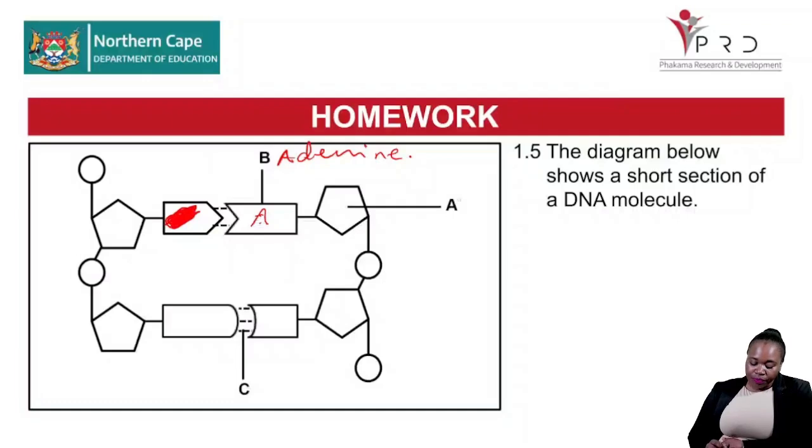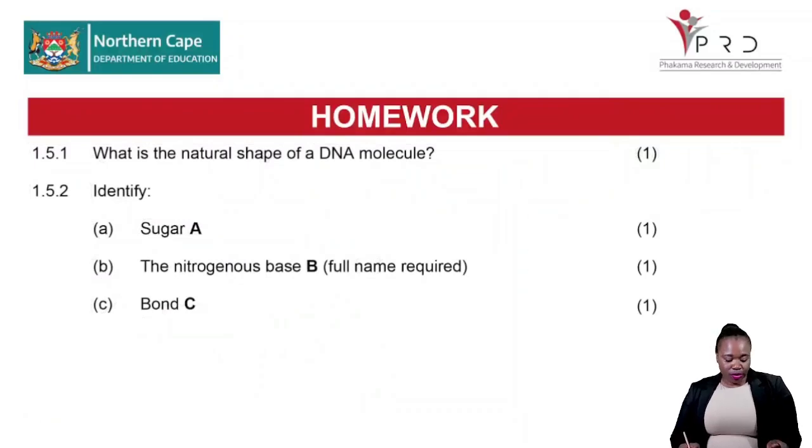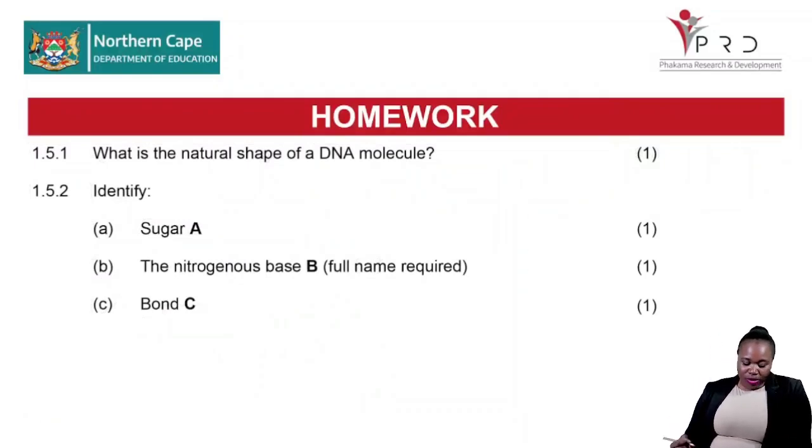And then here at A, now we have a sugar, right? So we have a sugar here, and then at C we have those weak hydrogen bonds, right? Now, looking at the questions, the natural shape of DNA, those are some general questions that you can be asked.